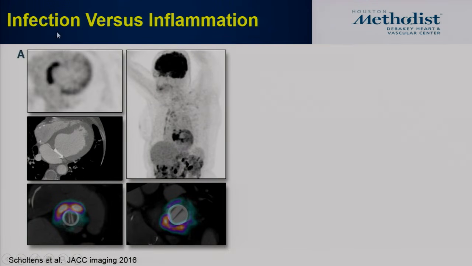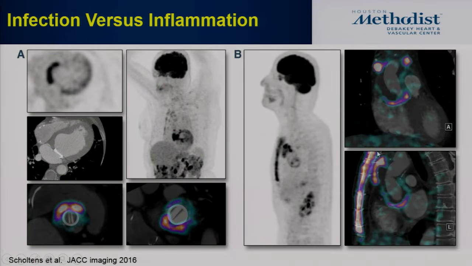The other thing, which is the most common question, is the issue of infection versus inflammation. For example, this is a patient from the literature, from a group that has done a lot of work in this field. They tell you that this patient has some uptake around the tissue, but there is nothing in terms of anatomy to tell you that there is an abscess. And this patient turned out to have sarcoid, and it lit up because it's like sarcoid lighting up around the valve. With this other patient, you can see how much uptake is in the mediastinum.